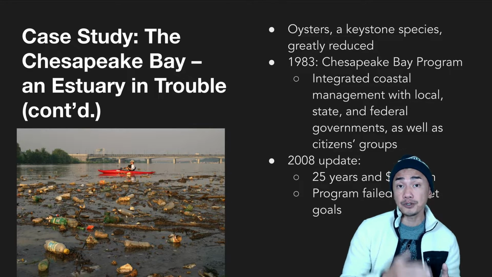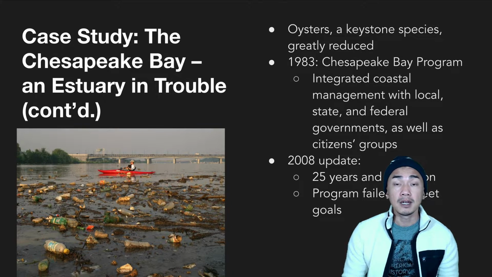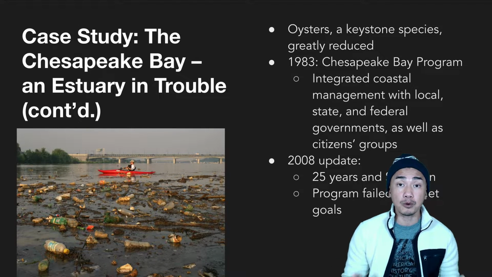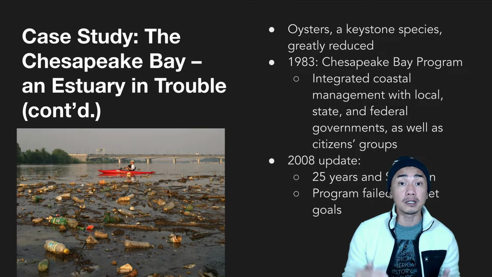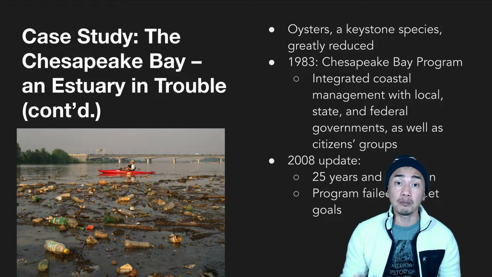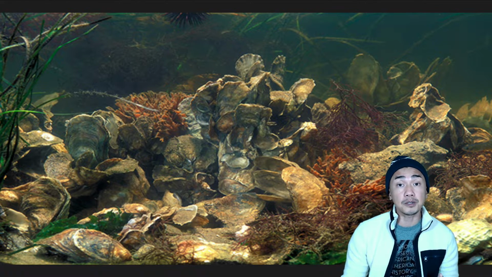Oysters are an important food species and keystone species in the Chesapeake Bay, and because of the changes to water chemistry and turbidity, their numbers were greatly reduced. In 1983, a number of governmental agencies and citizens groups banded together to create the Chesapeake Bay program to address some of these issues. After 25 years and spending $6 billion, the program failed to meet its goals. This example shows that prevention might have been a better route to follow. This photograph shows Chesapeake Bay oysters.